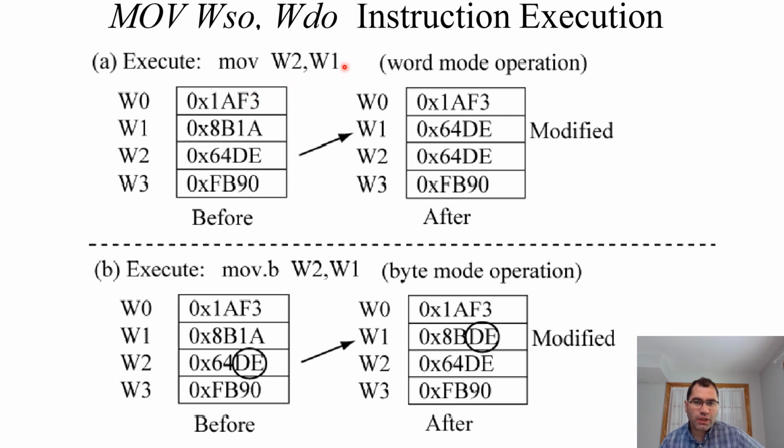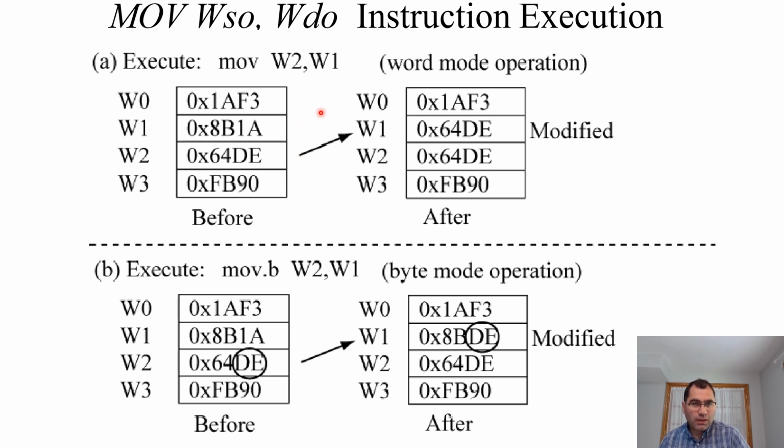Okay, so let's do an example here. First one is let's execute this move instruction: move W2, W1. Again, what it means is copy the content of W2 and put it in W1. So here, this is the memory before we execute this instruction, and this is the memory after executing this instruction.